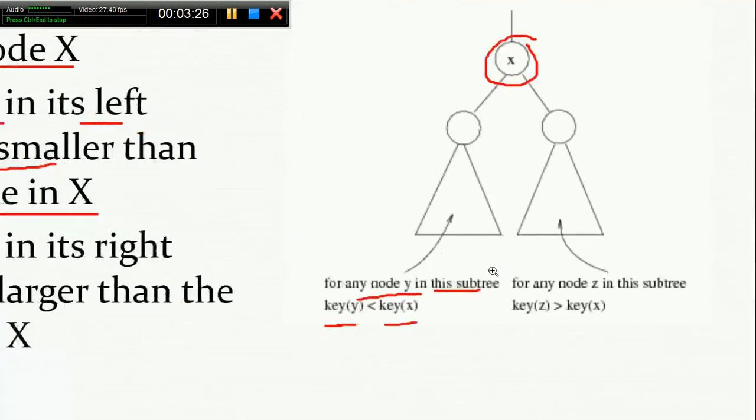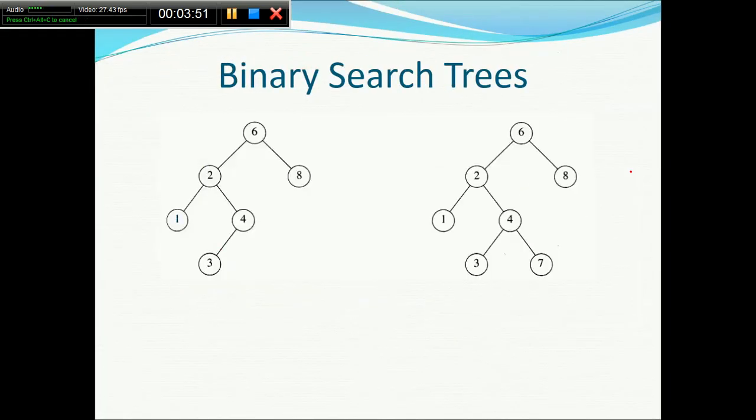You can consider it here in this way. For any node Y in the subtree, subtree means this is the left subtree, the key value of Y should be strictly less than the key value of X. Similarly, for any node Z that is present in the right subtree, the key value should be strictly greater than the key value of X. Okay. Now we'll see some examples of binary search trees.